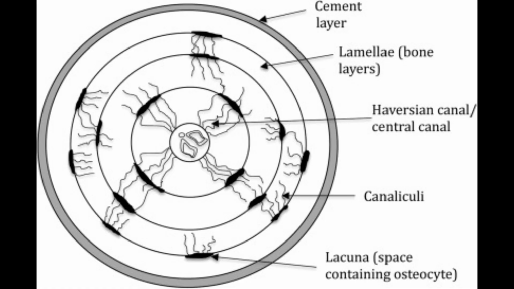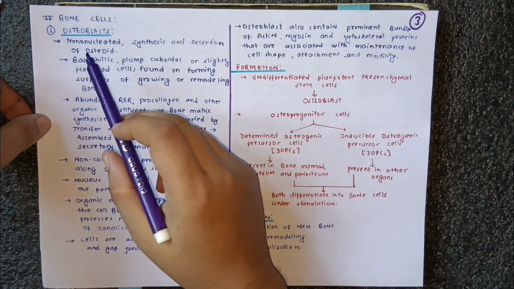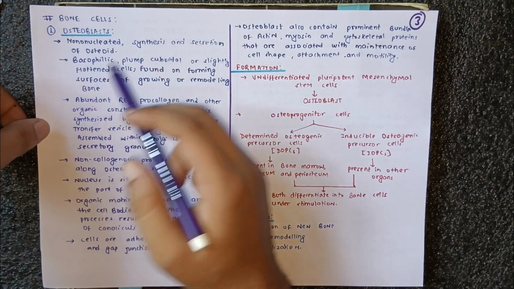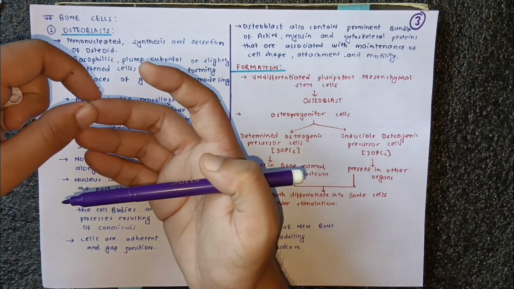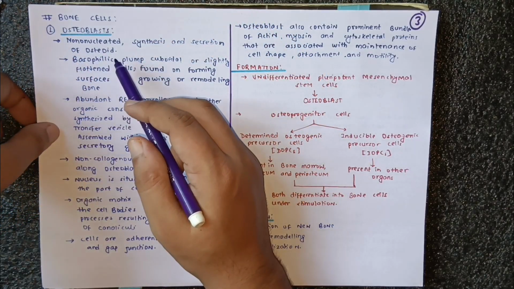So I think you got it. Okay, so now we will discuss these bone cells. In the bone cells we have three different kinds of cells: osteoblast, osteocyte, and osteoclast. So first we will discuss the osteoblast.